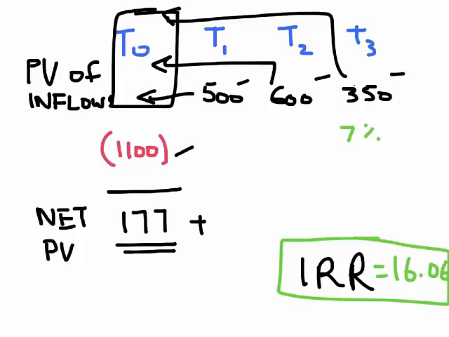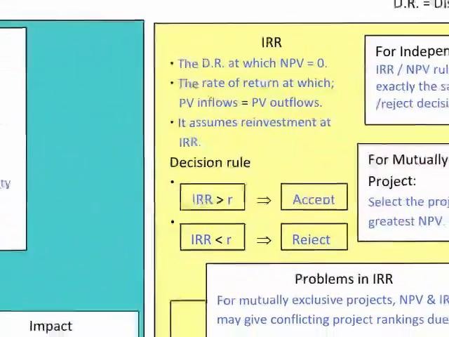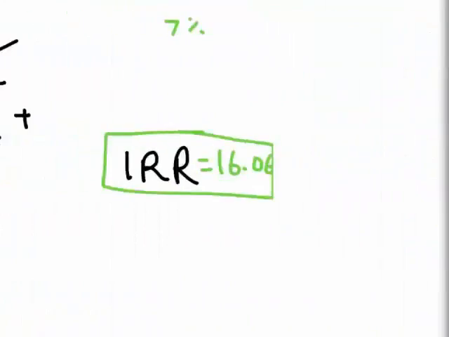So that's where the IRR rule comes in. The investment rule comes in. The decision rule for IRR is: if IRR is greater than R, here the cost of money, in our case 7%, accept the project. If IRR is less than the cost of money, then reject the project. As you can see, IRR can be calculated for any series of cash flows.